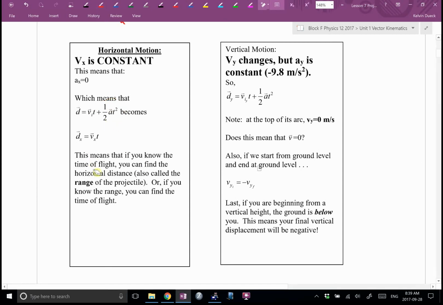This means that if you know the time of flight, you can find the horizontal distance or the range, or, if you know the range and the horizontal velocity, which is either going to be horizontally from a cliff, they told you, or Vx, the component, you can find t really easily. You'll get t equals dx over vx.